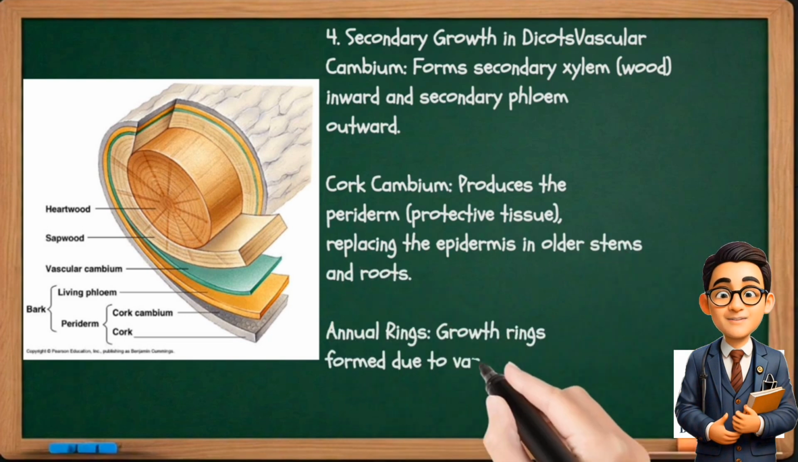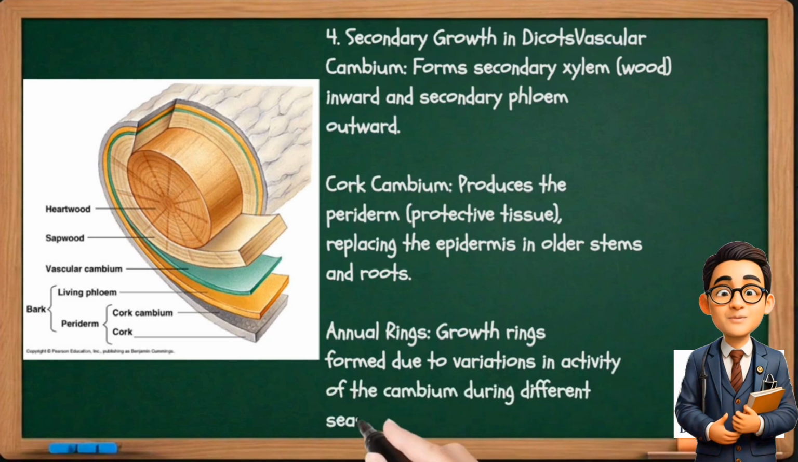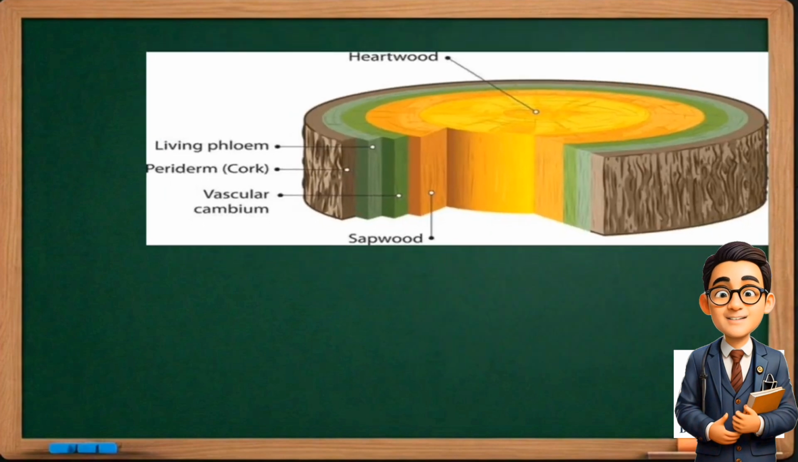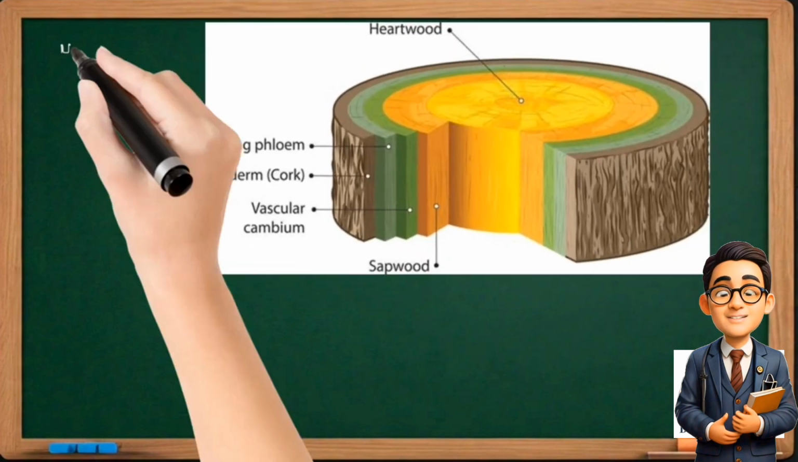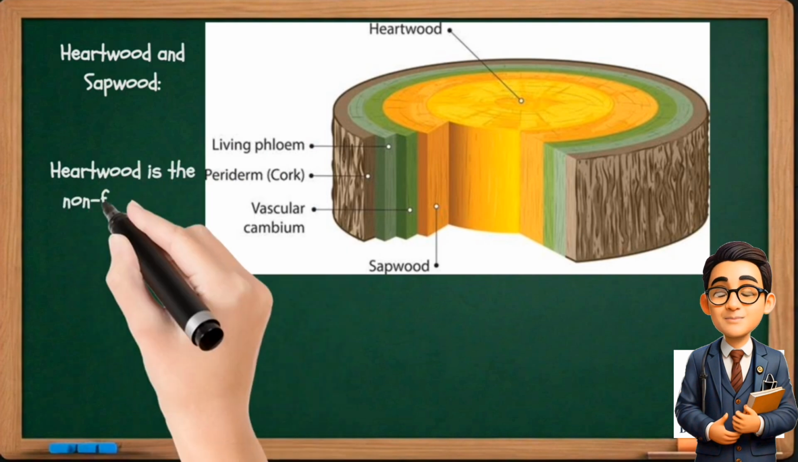Annual rings, growth rings formed due to variations in activity of the cambium during different seasons. Heartwood and sapwood. Heartwood is the non-functional, dark central part of the wood, while sapwood is the lighter, functional outer part.